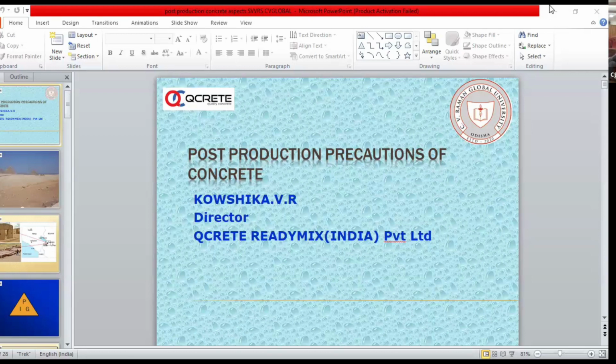Presently, he is working as the director of QCrete Readymix India Private Limited from July 2019, and he is the Executive Director of QCrete Private Limited. Mr. Kaushika has published articles on concrete related topics, and gives regular lectures at the National Council for Building Materials, Hyderabad, Engineering Staff College of India, and many other engineering colleges. He has also done external RMC audits. With this brief introduction of almost 33 years of experience, I welcome Mr. Kaushika sir to please share his presentation. Sir, please.